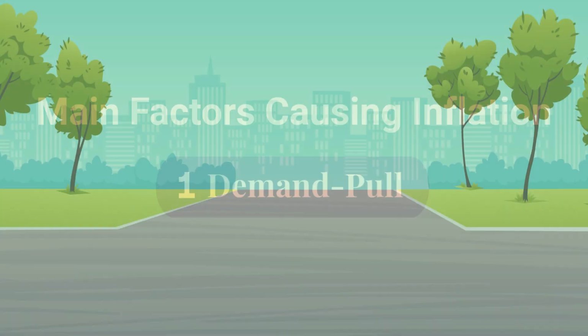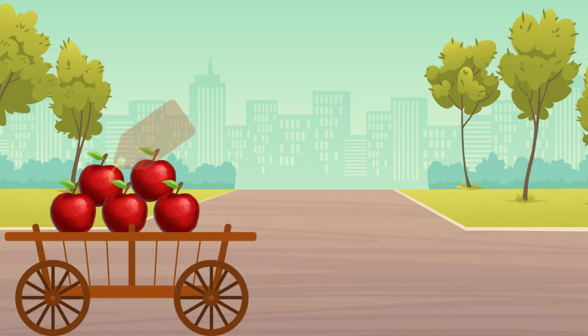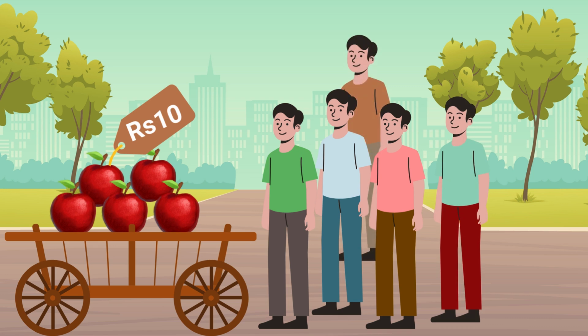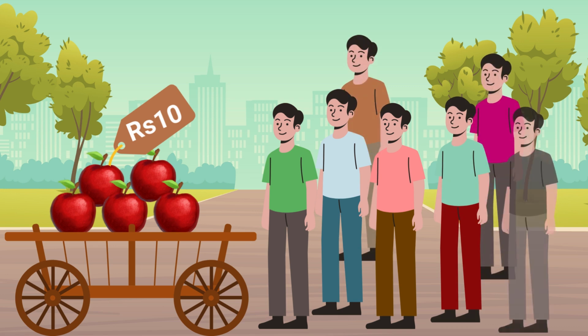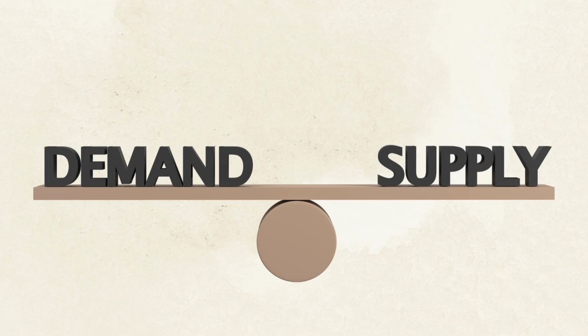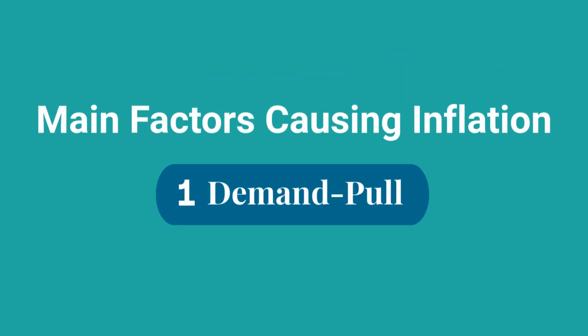Demand-driven factors. Imagine a fruit seller having 5 apples for sale at 10 rupees each. Now if 5 consumers come to buy, they all will get them at 10 rupees each. However, what happens if 10 consumers come to buy them? This situation results in increased demand while supply is limited, allowing the seller to raise the price of an apple to 20, 30 or even 50 rupees. This mismatch in demand and supply leads to inflation.